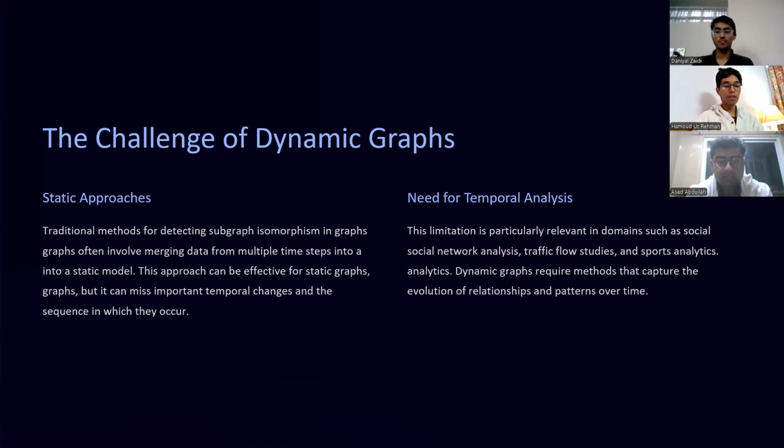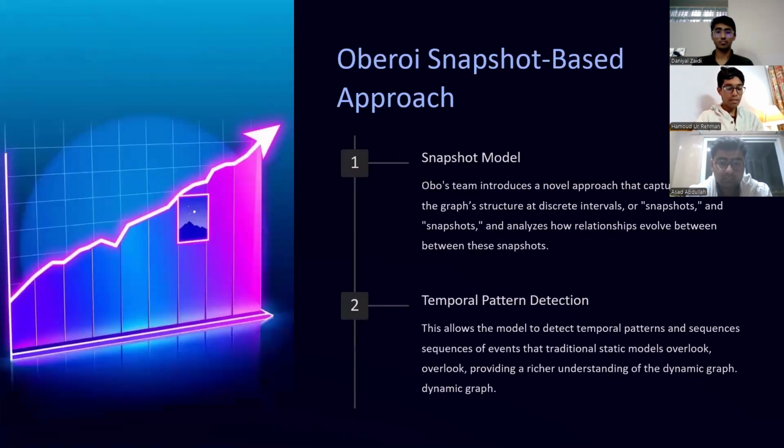For our project, we were provided with a code by Oberoi and his team who solved a prevalent problem. The traditional methods for detecting isomorphism fail because they cannot work in graphs which are constantly changing. What they do is that they compare the data at different time steps, but as a result, they fail in areas like traffic flow studies, in which the graph is constantly changing, cars are moving around, and similarly in areas like sports analytics, for example, passing patterns.